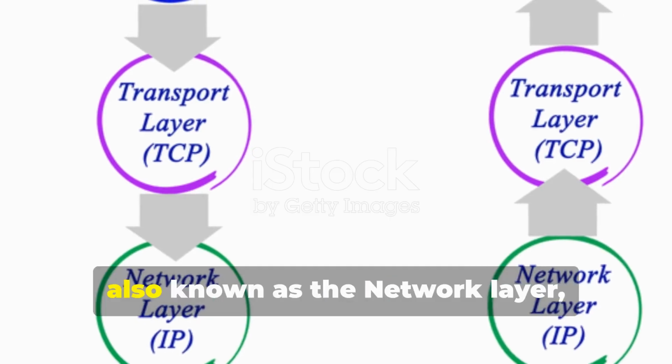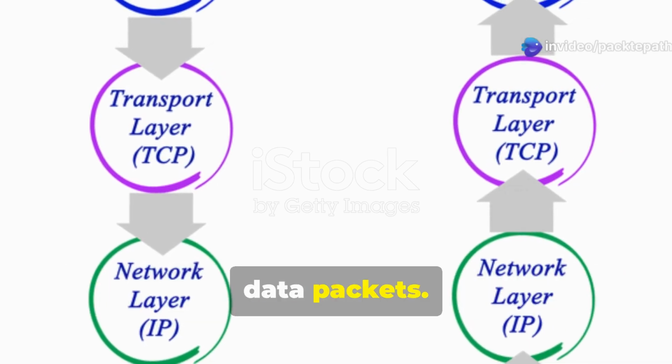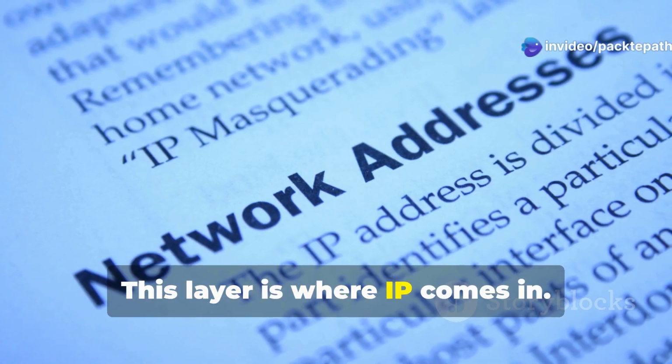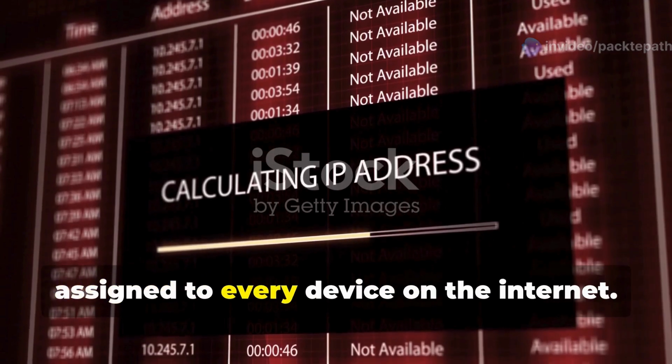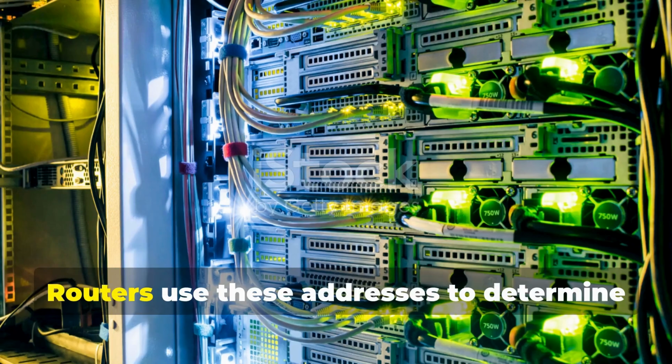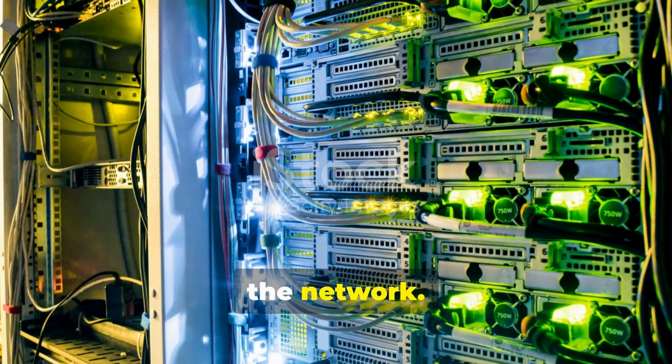The internet layer, also known as the network layer, handles the addressing and routing of data packets. This layer is where IP comes in. IP addresses are unique identifiers assigned to every device on the internet. Routers use these addresses to determine the best path for data to travel across the network.